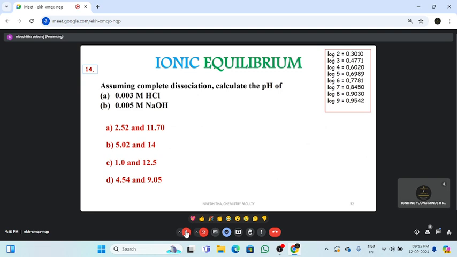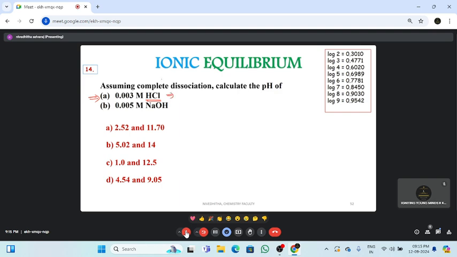Assuming complete dissociation, calculate the pH of 0.03 molar HCl and 0.05 molar sodium hydroxide. See, the previous question was we are provided with H plus ion concentration, and from it we had to find the pH. But in this question, we are provided with the concentration of acid, from which we have to find the concentration of H plus and from which we have to calculate the value of pH.